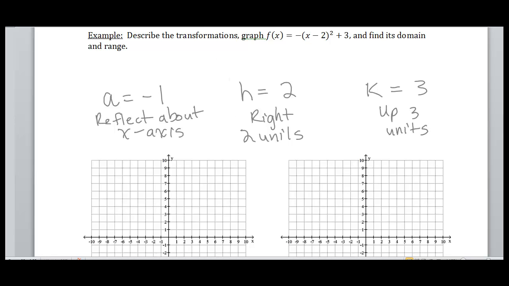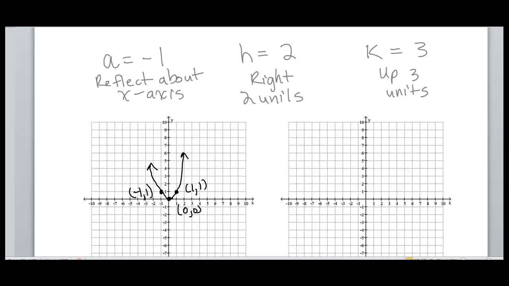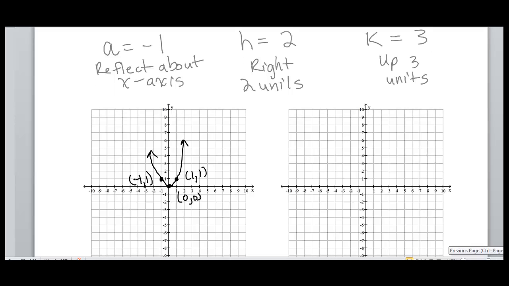And so I'm going to start with f of x equals x squared, which always goes through the points (0, 0), (1, 1), (-1, 1). And it is a parabola. All right, and I'm going to label my points. And then I'm going to start with my reflection about the x-axis. When I reflect something, that means I flip it across the x-axis, meaning my y values for each of these coordinates are going to be the opposite, or the negative. And so the point (-1, 1) is now going to become the point (-1, -1).